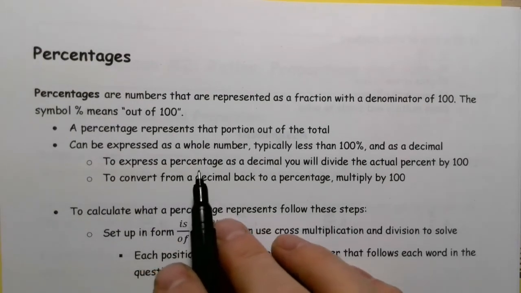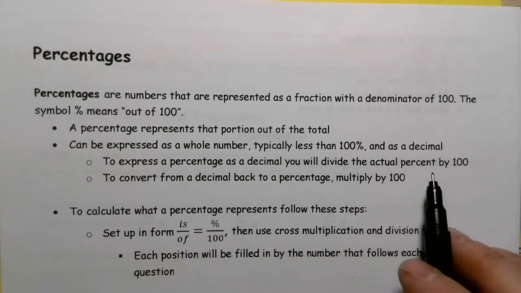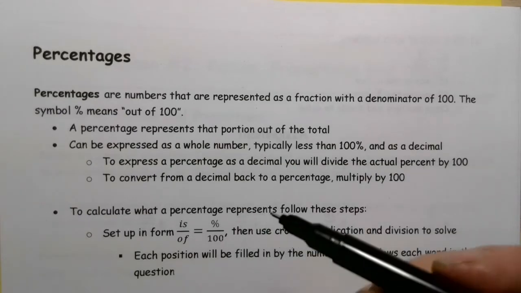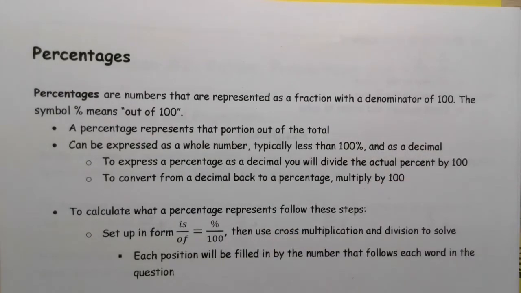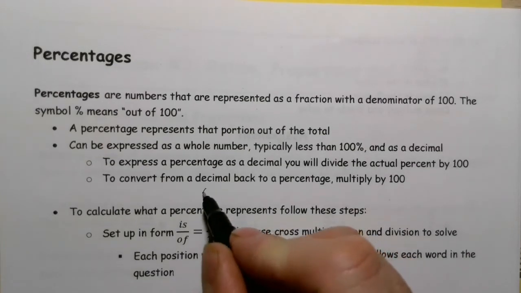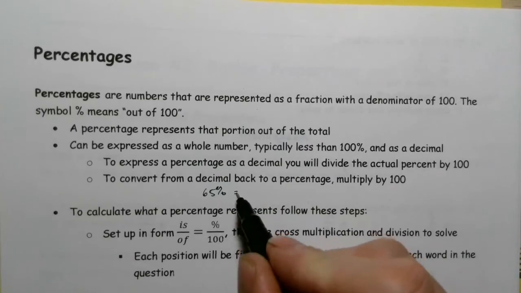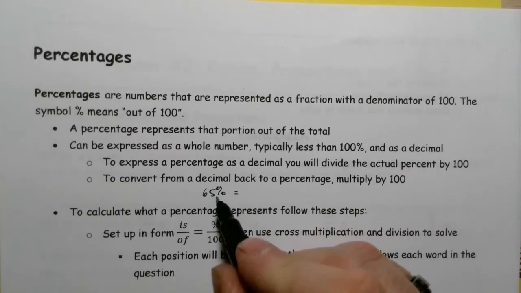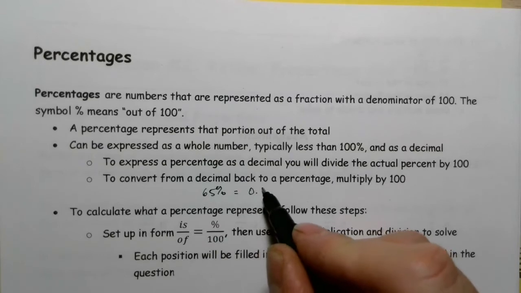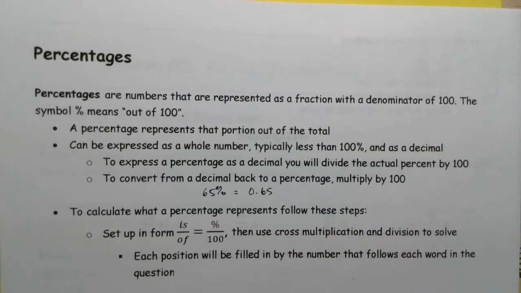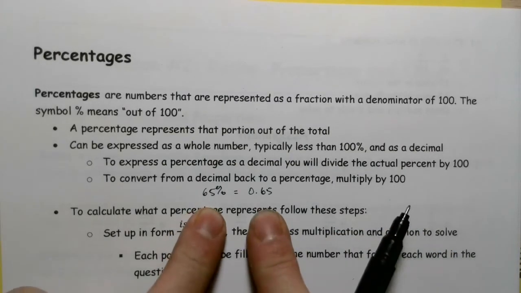If you want to express a percentage as a decimal, you simply divide that number by 100, which really just means move the decimal 2 places to the left. For example, if you had 65%, to express that as a decimal, I would move the decimal, which remember is at the back of the number if you don't see it, 2 places forward. So it'd be 0.65 as a decimal.